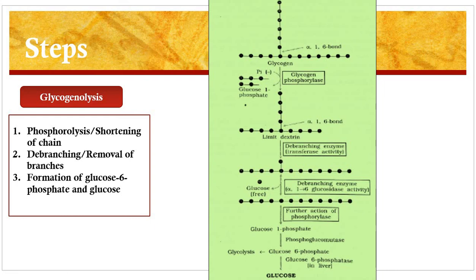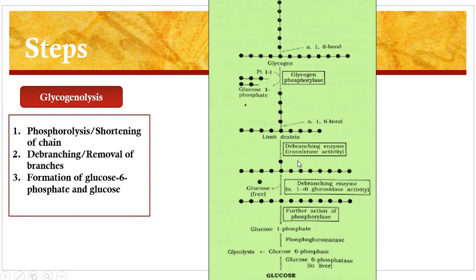Now the activity of glucosidase enzyme starts here, and glucosidase breaks this alpha 1,6 bond at the branch site with a single glucose and releases a free glucose. This glucosidase will break this 1,6 linkage and produce a free glucose molecule.